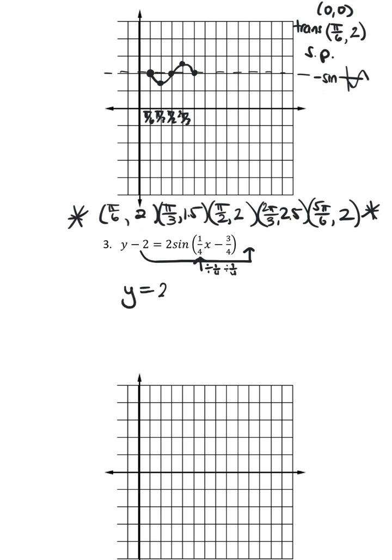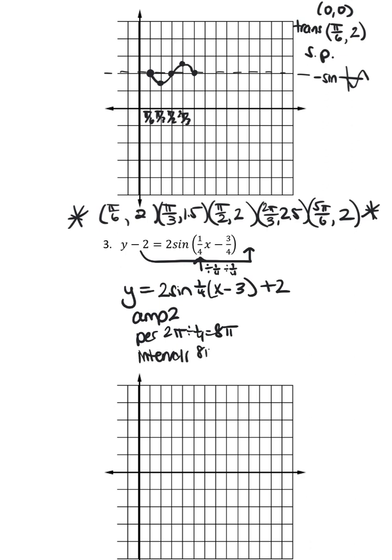So y is going to equal 2 sine 1/4. When I divide by 1/4, I'm going to get x. When I divide by 1/4, I'm going to get 3. And then I have this plus 2 that I moved to the other side. You can do a quick distribute back to make sure that you didn't incorrectly distribute or factor out. So my amplitude is 2. My period length, 2 pi divided by 1/4, is going to be 8 pi. And then my intervals, when I cut that into quarters, is going to be 2 pi.